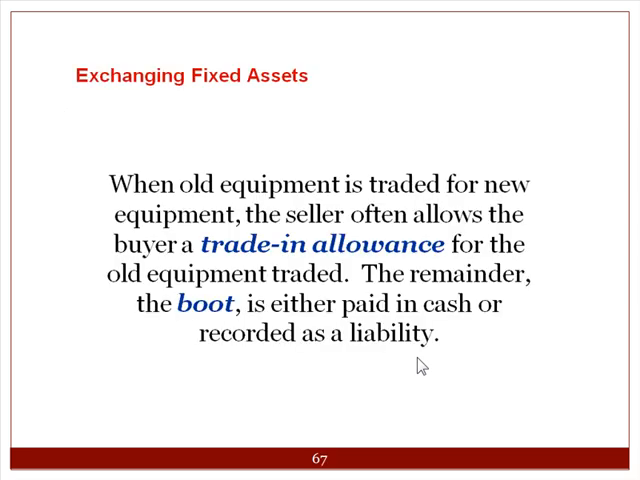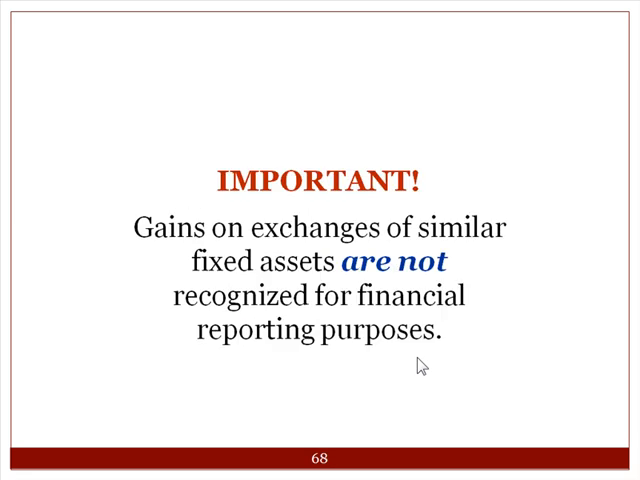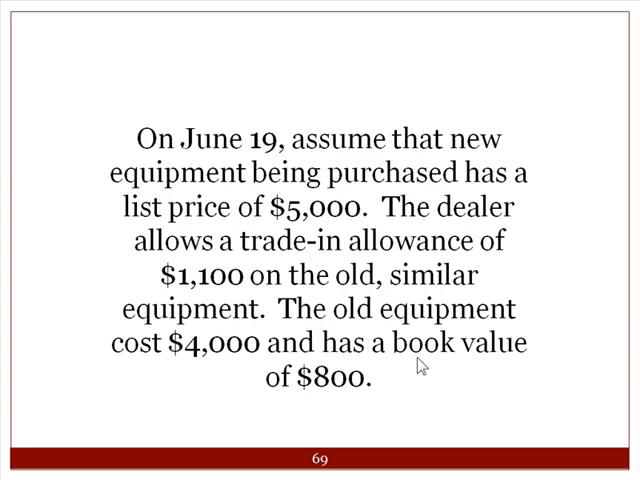When old equipment is traded in, the seller often gives you a trade-in allowance for the old equipment. The remainder is called the boot. It's an old term that's been around forever. It's either paid in cash or recorded as a liability. Important, you do not get to record a gain on an exchange of a fixed asset in your financial statements.